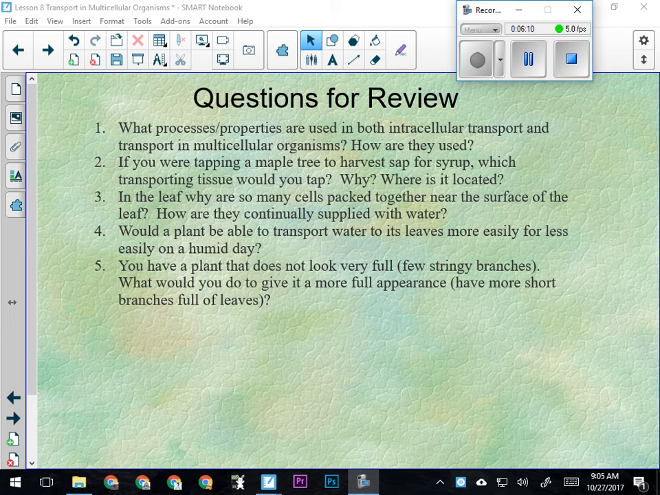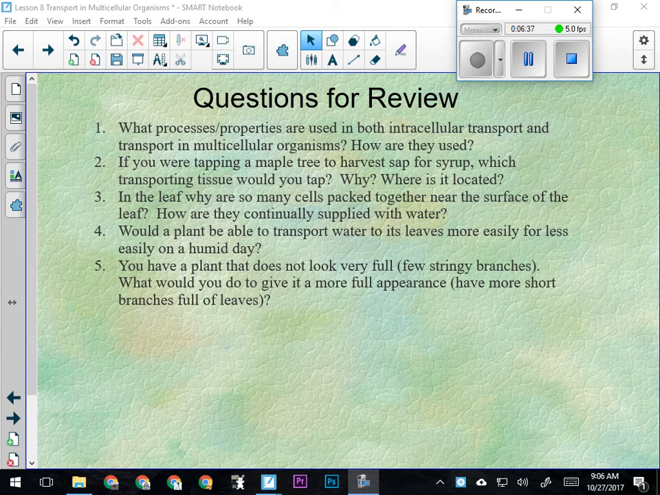All right. In the leaf, why are so many cells packed together near the surface of the leaf? They're carrying out photosynthesis. Anyone remember what that layer was called? No, the epidermis secretes the cuticle. The spongy layer, palisade layer. That's a term you need to know. The palisade layer is that layer that's being talked about right there.